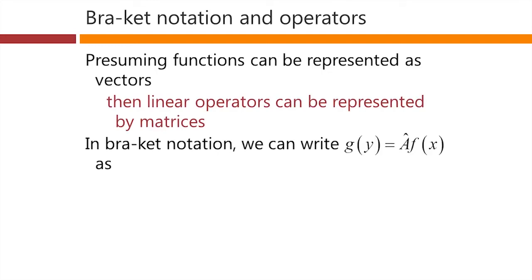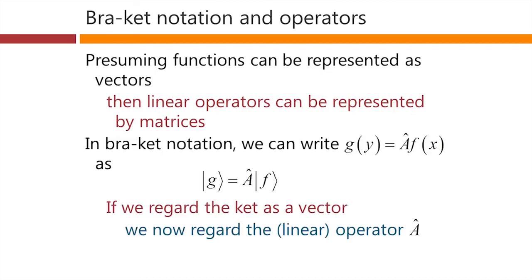In bracket notation, we can write this expression out as this one here. So this is the bracket version of that expression there. The ket vector g is equal to A times the ket vector f. If we regard the ket as a vector, we now regard this linear operator A as a matrix. So when you see an expression like this, you can think of this f as a column vector, this A as a matrix, and this g here as a column vector. We can always think of the bracket notation in that way.